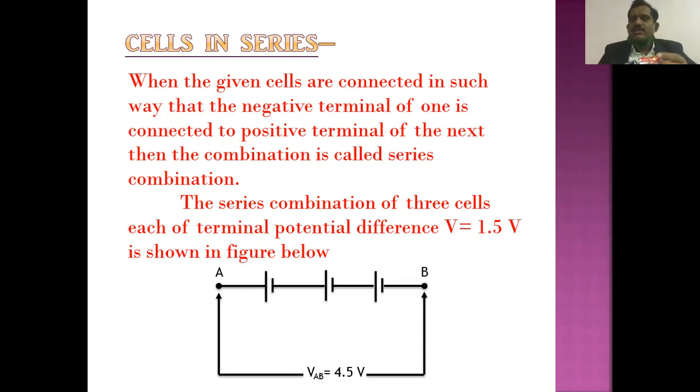And in this combination, suppose this cell is 1.5 and this cell is 1.5. Then the total potential difference across these two cells will be V1 plus V2, and it is equal to about 3 volt. And in the diagram, there are 3 cells connected, 1, 2, and 3. So the potential difference across them is V1 plus V2 plus V3. This is called the series combination. Here the potential increases, but there is no change in the current.